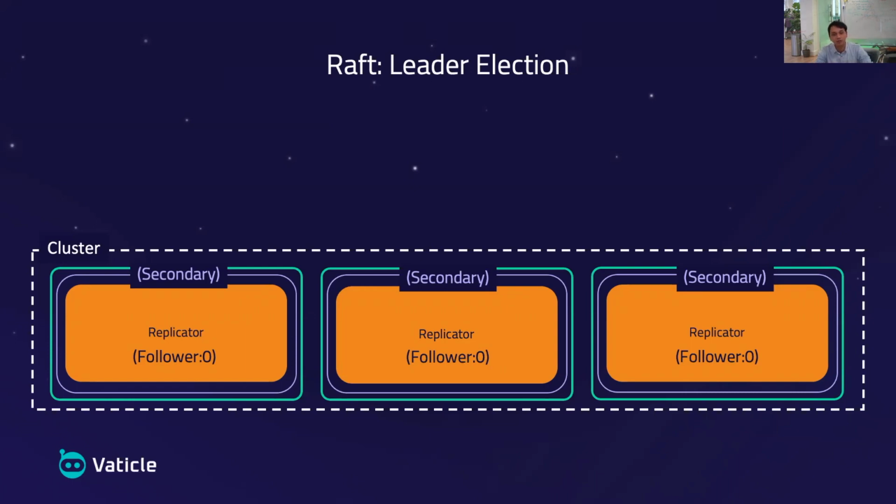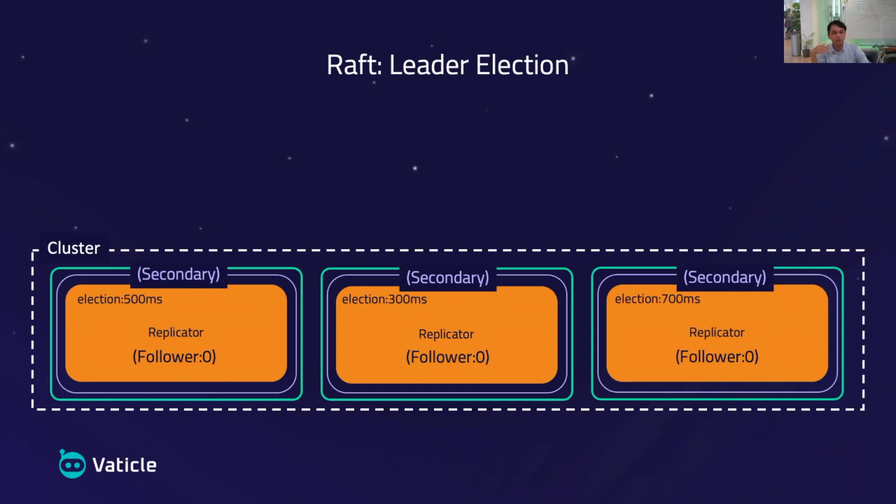So here we have 3 servers. All of them are in the follower state, all of them with the term number 0. And what's going to happen is a follower will propose itself to become the candidate for the leader if the follower doesn't hear from any leader. In this case, because there is no leader, none of the followers will hear from any leader. And when that happens, these followers will eventually attempt to become the leader.